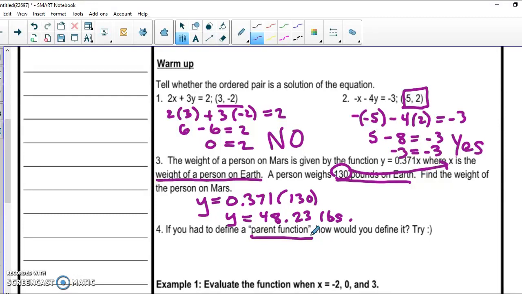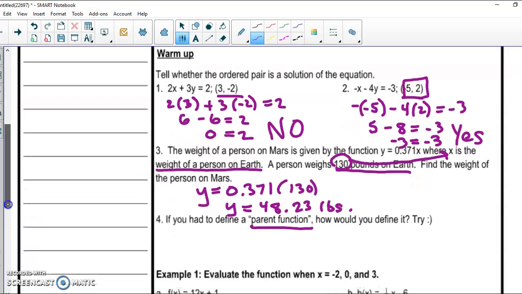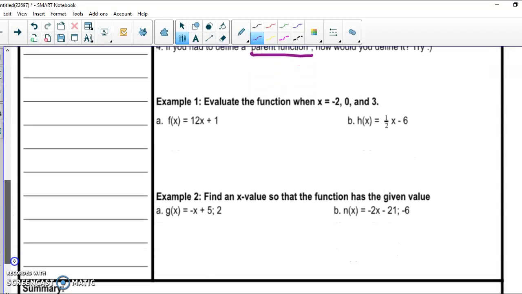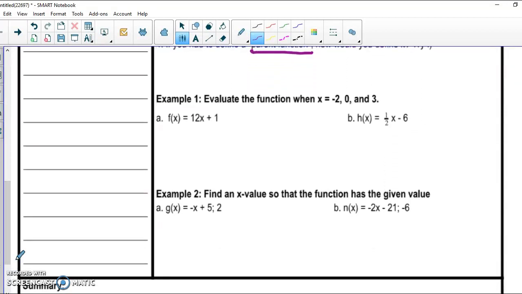We have what we call families of functions, and a family of functions is a group, and these functions all have similar characteristics. So we've been looking at functions in that y equals mx plus b form, and those would all belong to our family of linear functions. So think about how you might be able to put words to what a parent function might be. I know that this is a brand new term, so I just want you to think about that as we work through this lesson. All right, on to our first example.